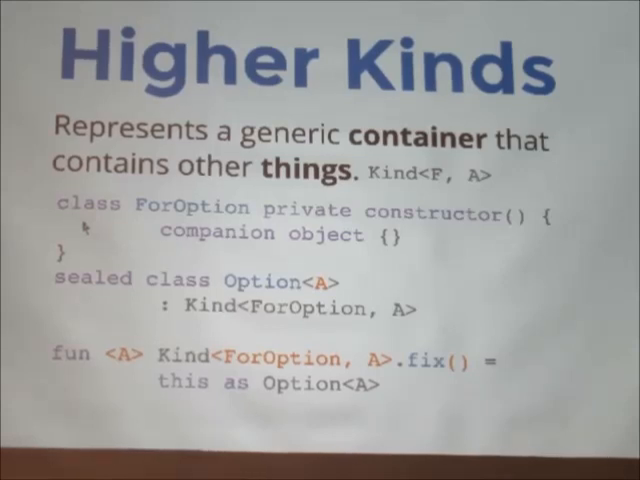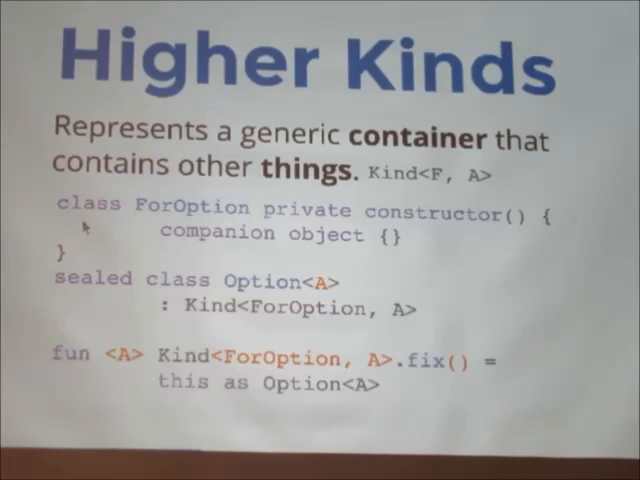It's represented by kind f comma a, where a is the type of the objects in the container, and f is the type of container. So if I want to talk about a list of integers, it's kind list comma integer. So it's just a way to generify the containers and the kinds that they hold. And we'll see why this is so important in just a couple of minutes.